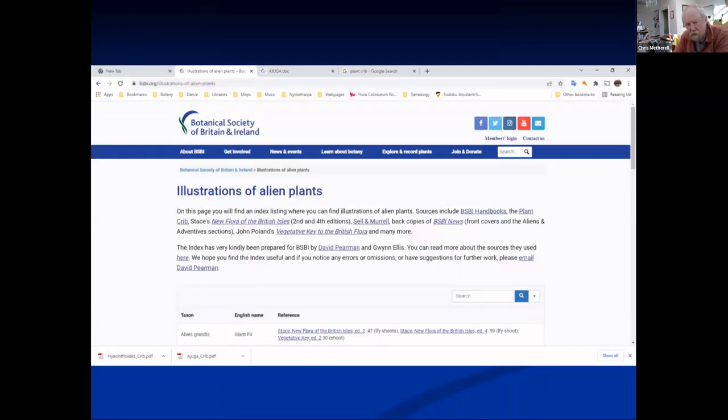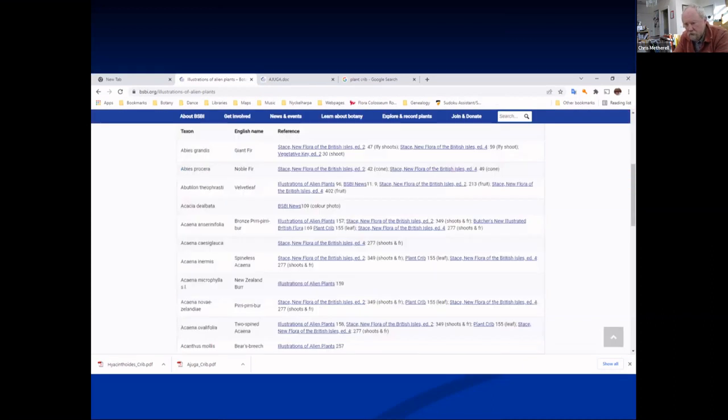Well, here you go, back to the BSBI website, and you will find there is a huge list of illustrations of alien plants. BSBI used to publish them on the front covers of BSBI News, and indeed has published a book with many of them in. There's a huge list, scores, hundreds of them, and you can click on the hyperlink, and it will take you to a good illustration, a genuine botanical illustration of that particular alien plant.